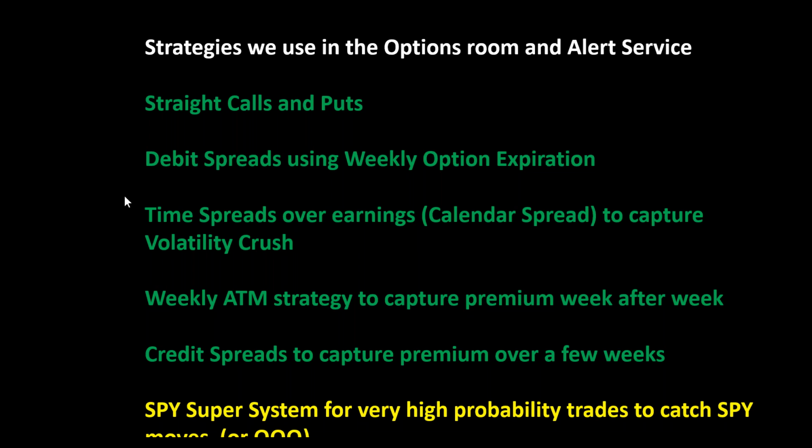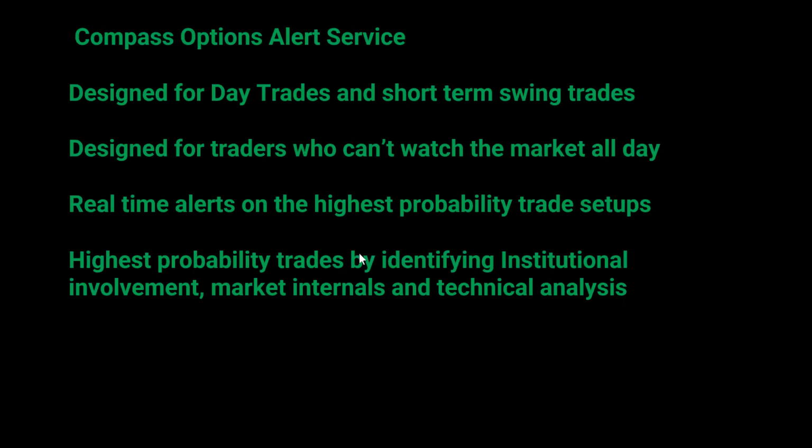We'll get into the SPY super system a little bit later. So talking about the alert service first, it's designed for day trades and short-term swing trades. These trades are going to last a few hours in the instance of a day trade, up to maybe 2 or 3 weeks. A short-term swing trade, to me, is overnight up to maybe 2 to 3 weeks. 3 weeks is probably the outside. Most of them, if they go overnight, will only last 2 or 3 days. They don't last a long time.